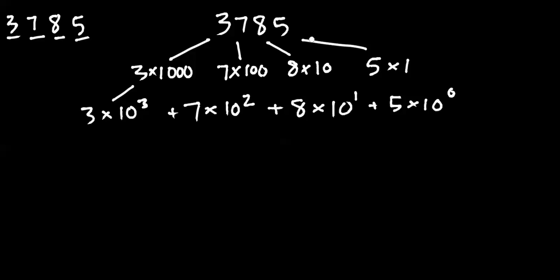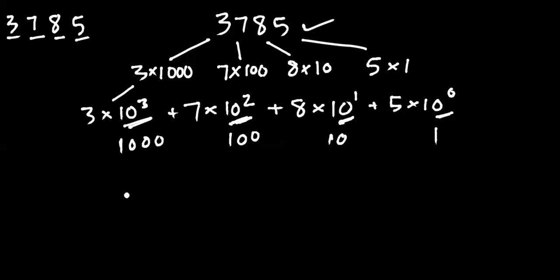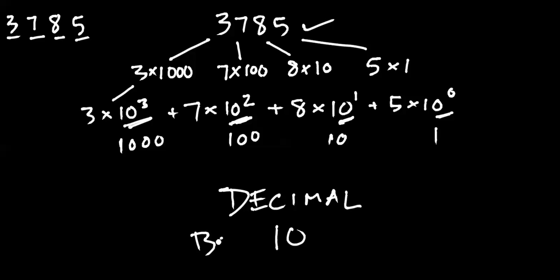Okay. 3,785: 3,000, 700, 80, and 5. That's a 1, that's a 10, that's 100, and that's 1,000. These are decimal numbers, base 10.